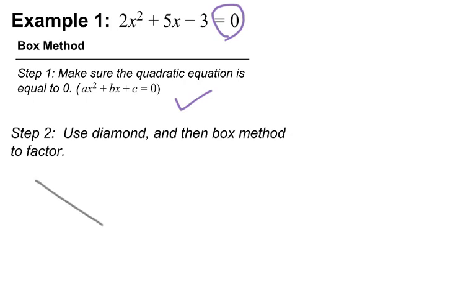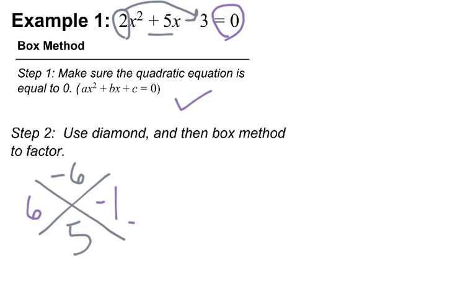Just a reminder, when we're doing diamond, when A is not equal to 1, we have to take this 2 and times it by the -3 to find what goes on top. So we get -6. And on the bottom here, we're going to get 5. Alright, so we find our two puzzle pieces. It's going to be 6 and -1. We're going to circle those two puzzle pieces.